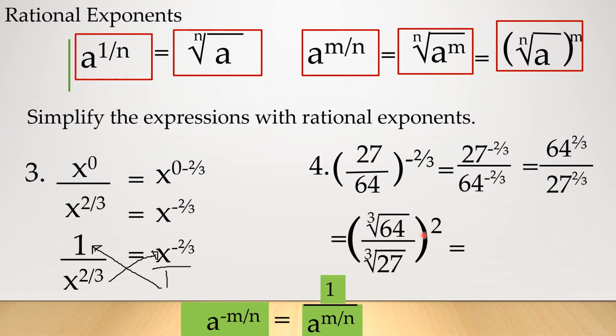So now what is the cube root of 64? What is that number that if you're going to raise to 3, the answer is 64? The answer is 4. 4 times 4, 16, times 4, 64. And then the cube root of 27 is simply 3. And then this one should be raised to 2, and that is equal to 16 over 9. 4 raised to 2 and 3 raised to 2.